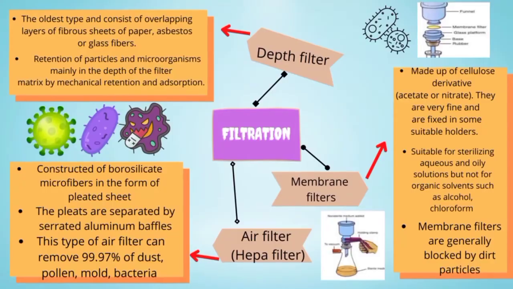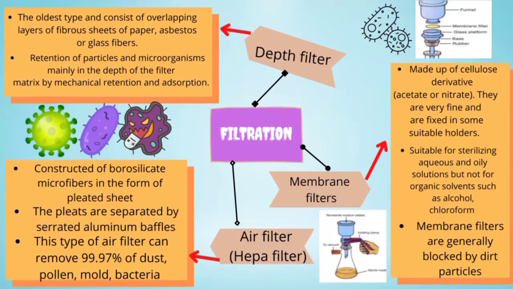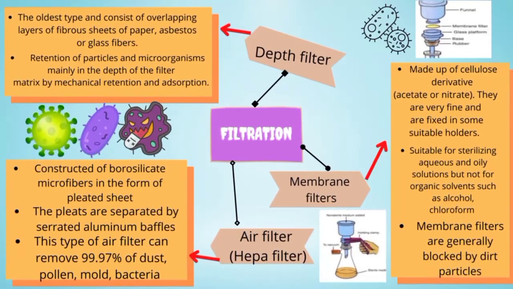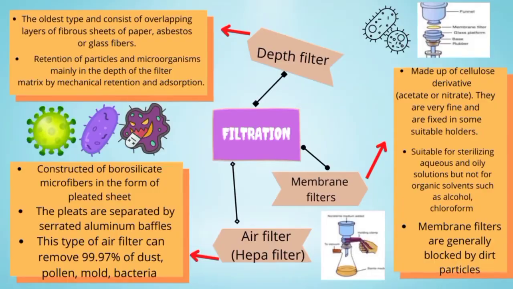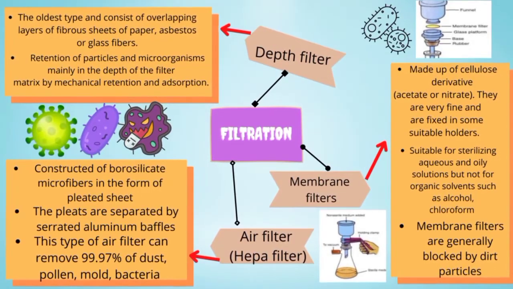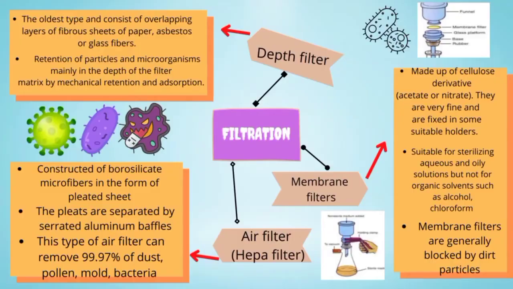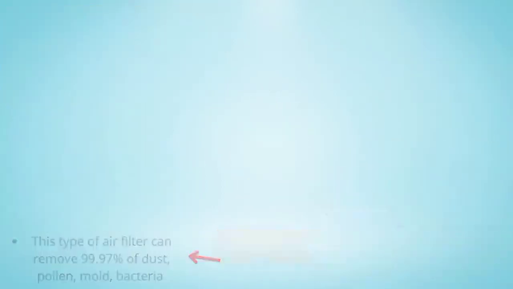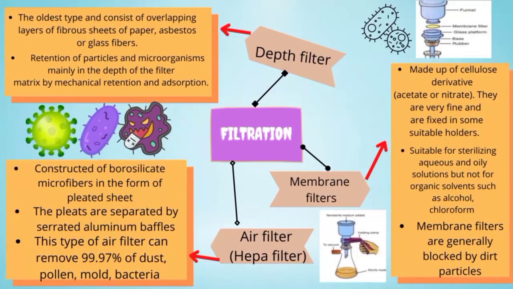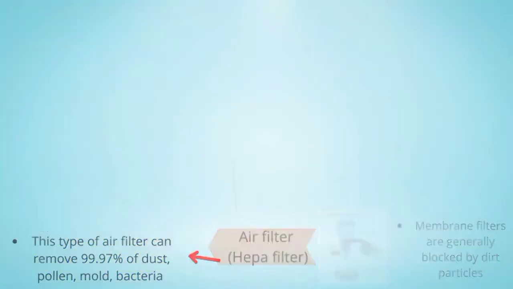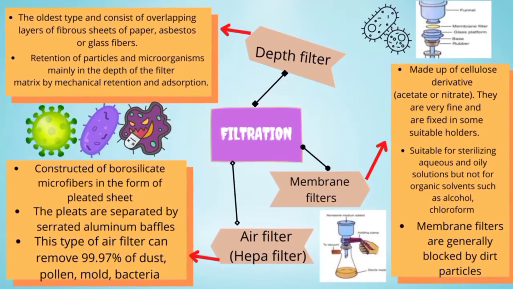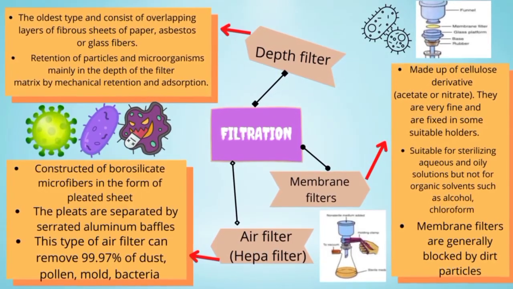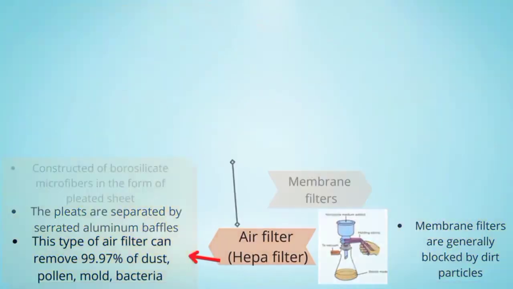Another example of filtration is membrane filters. Membrane filters are made up of cellulose derivatives, which are acetates or nitrates. They are very fine and are fixed in suitable holders. They are suitable for sterilizing aqueous and oily solutions, but not for organic solvents such as alcohol and chloroform. Membrane filters are generally blocked by dirt particles and organisms, so pre-filtration reduces this risk.